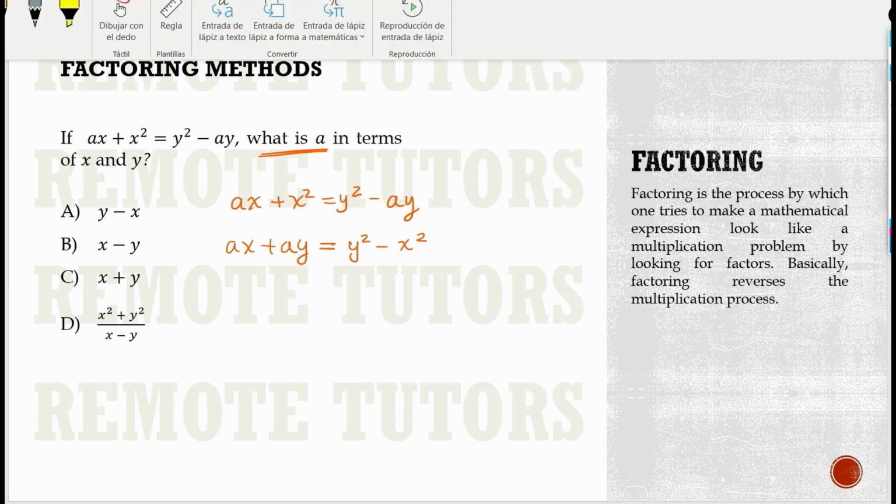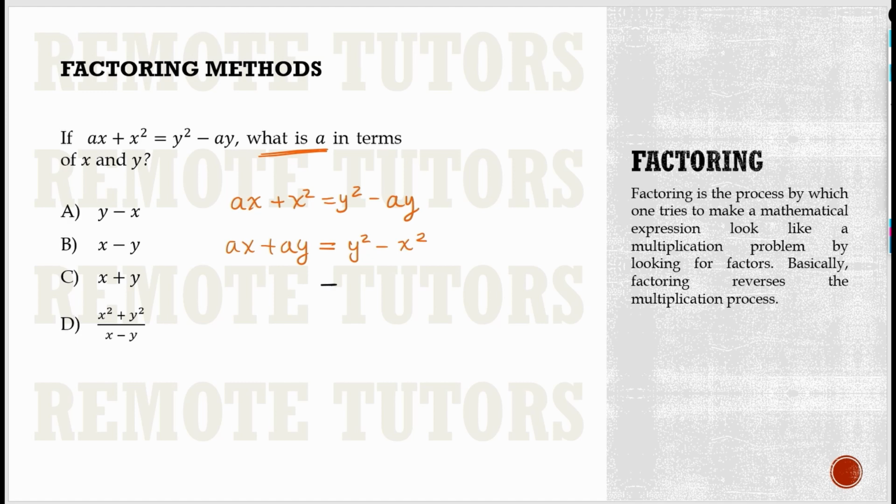What comes next is the following. We will apply factoring in both sides. On the left, a times (x plus y). To the right, (y minus x) times (y plus x).